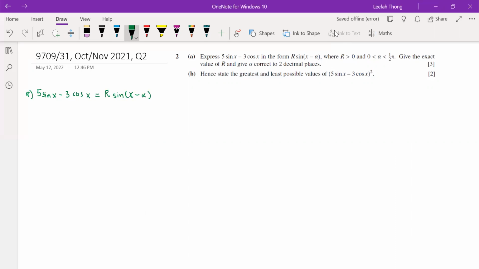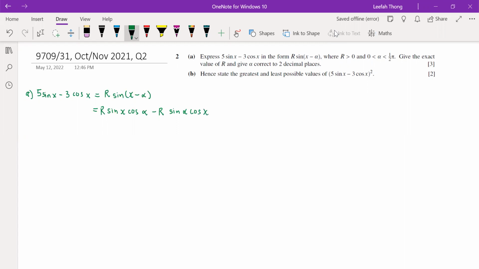R is positive and alpha is between 0 and pi over 2, meaning that alpha must be a first quadrant angle. We need to find the exact value of r, and alpha correct to 2 decimal places. We can expand sine of (x minus alpha) using the compound angle formula for sine. That will give us r sine x cos alpha minus r sine alpha cos x.